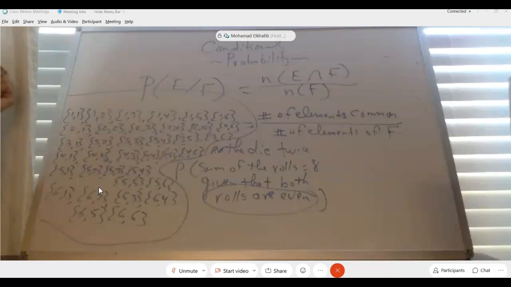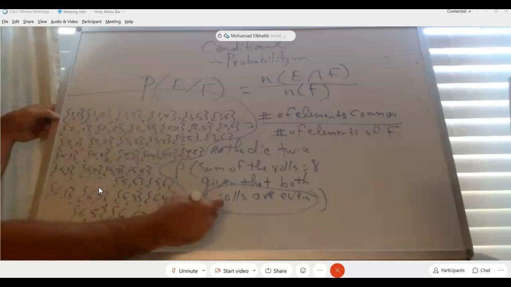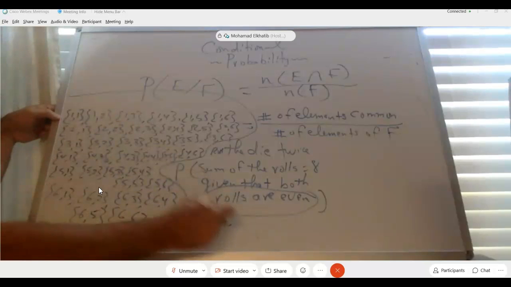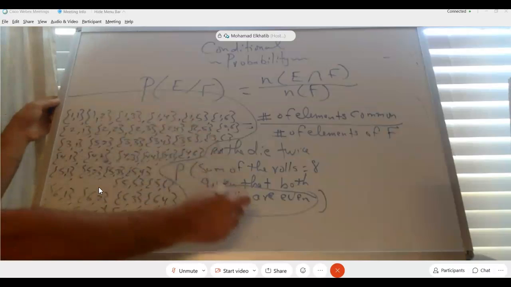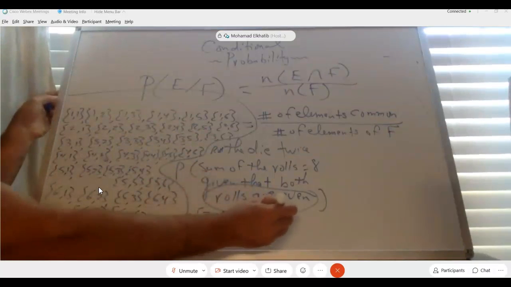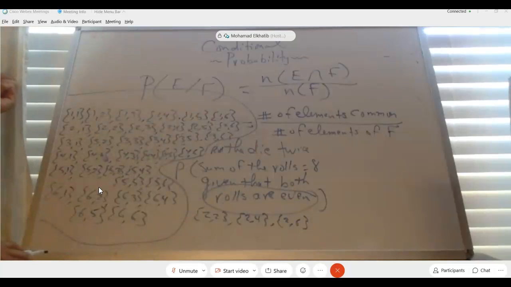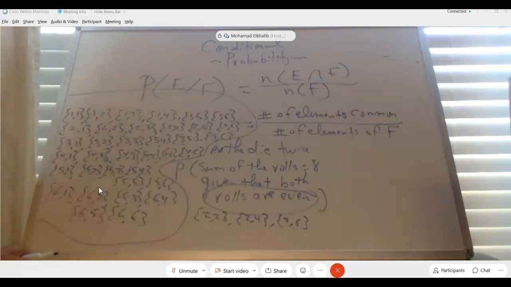Yes. What about row 2? 2 is even, 1 is odd. 2 and 2 is one of them, right? They're both even. 2, 3, no. 2 and 4, both even. 2, 5, no. 2 and 6. So do you agree from row 2? These are the only even ones. They're both even. Yes.